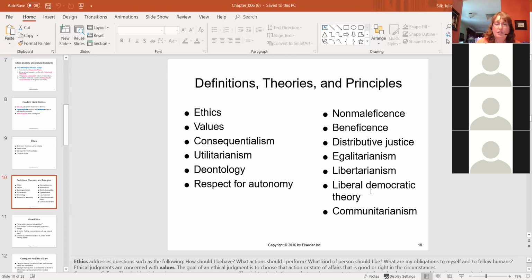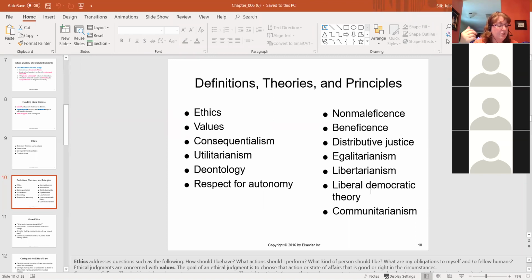So again, with ethics, it's going to be something that helps us decide the type of person we're going to be. So it addresses questions like, how should I behave? What action should I perform? What kind of person should I be? What are my obligations to myself and also to my fellow humans?